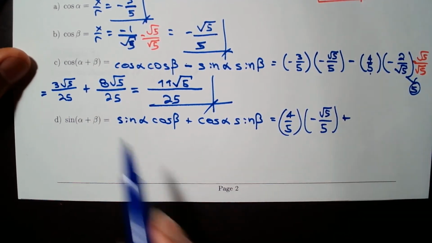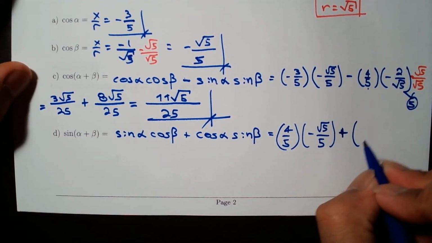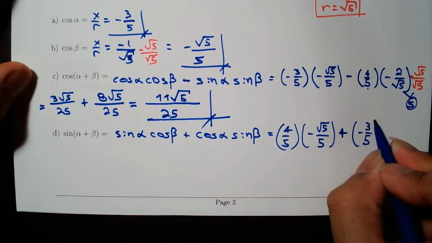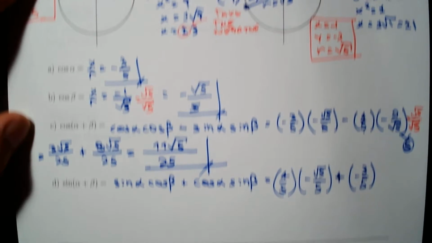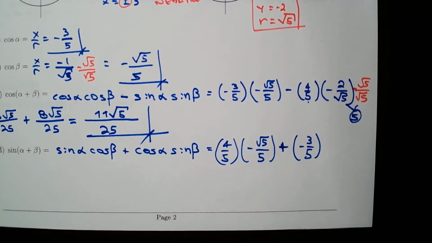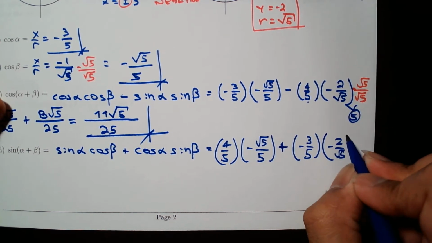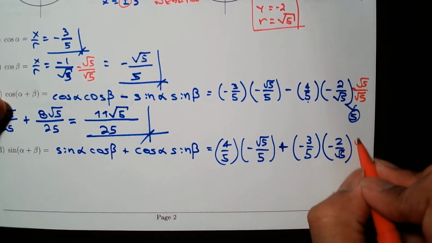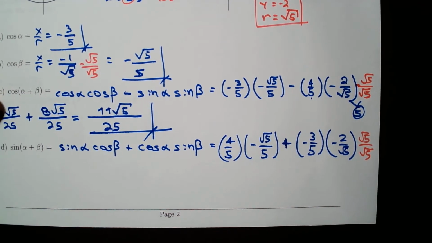Plus cosine of alpha, we figured that out as well. Negative 3/5. And sine beta was given, all right? Negative 2 over root of 5. It's basically the same as here. So that's a negative 2 over root of 5. And you might want to rationalize the denominator the same way we did in the previous part.